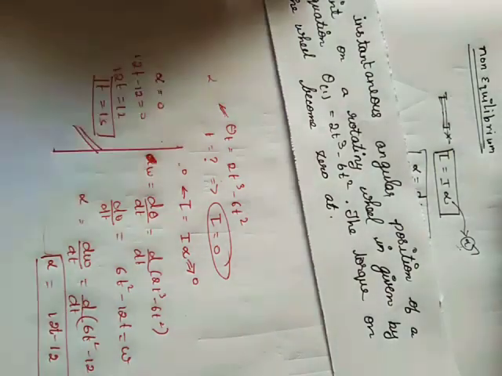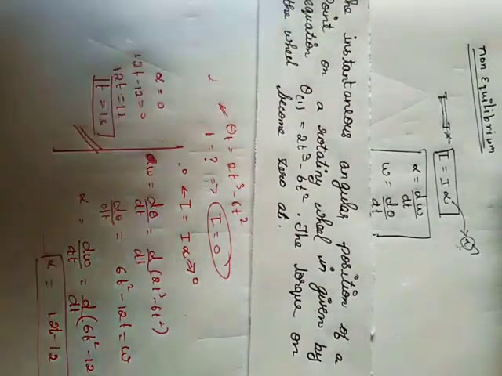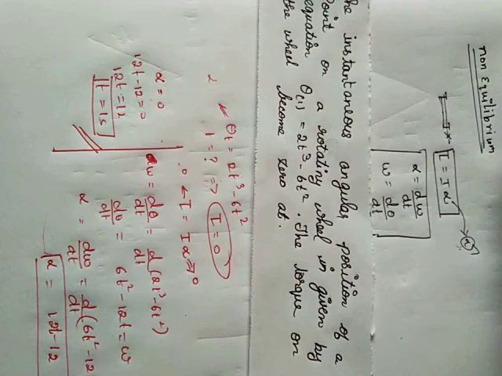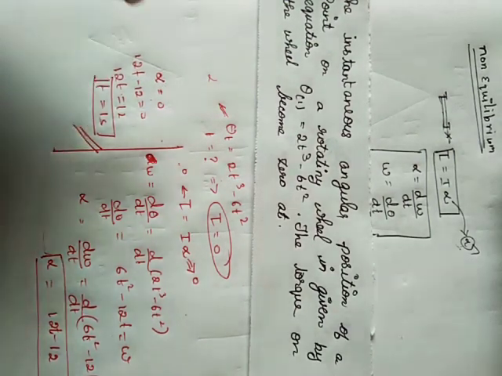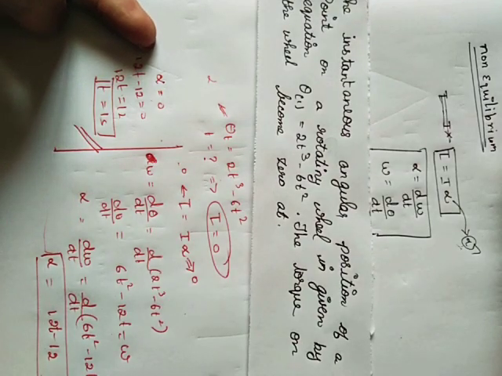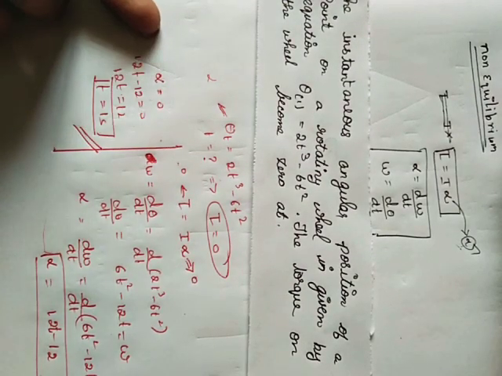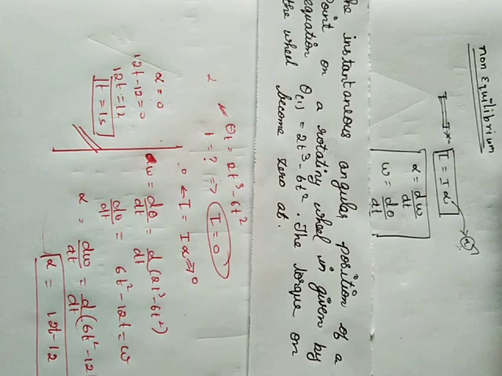They ask you to find the time at which the torque seems to be 0. So at this time the angular acceleration seems to be 0. When the angular acceleration is 0, definitely the torque also must be 0. So we have found that time. That's it.